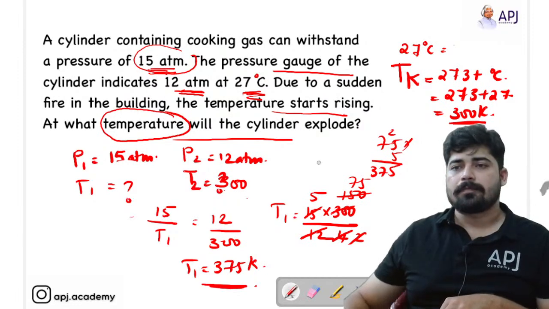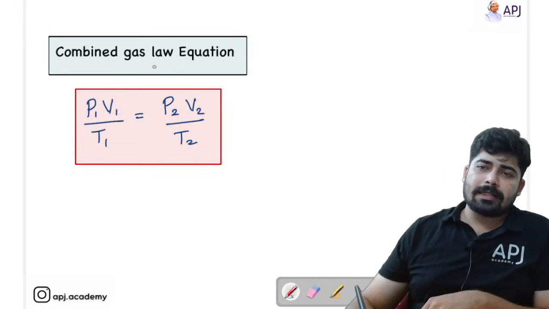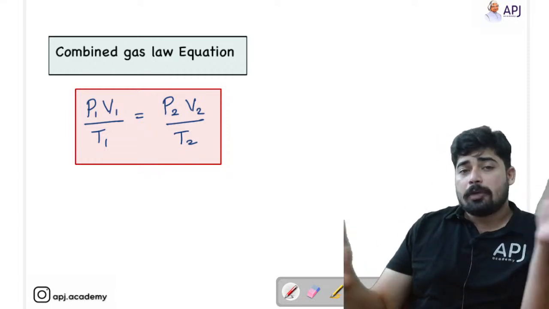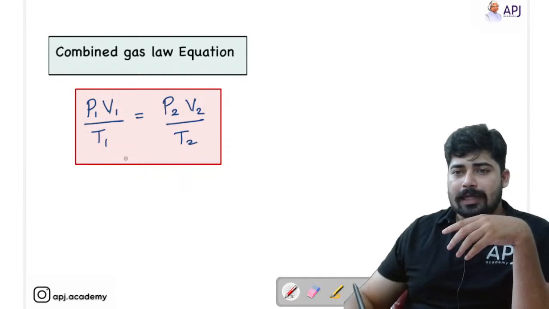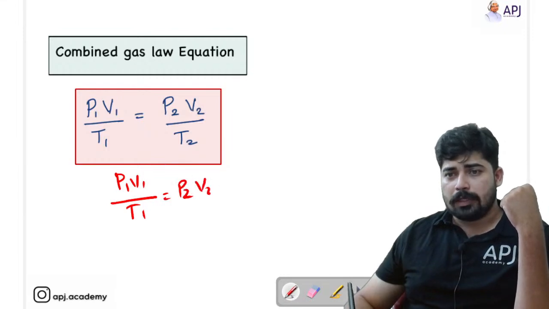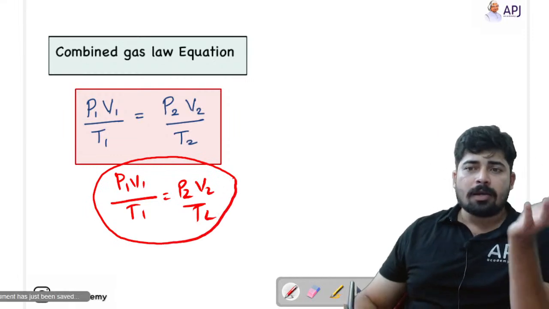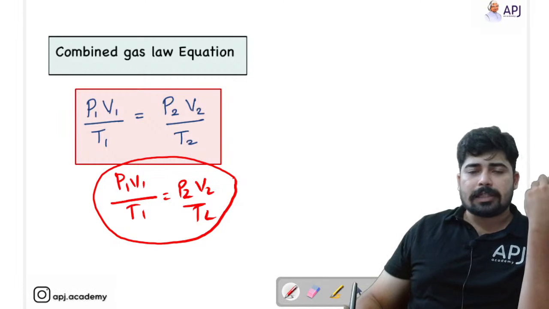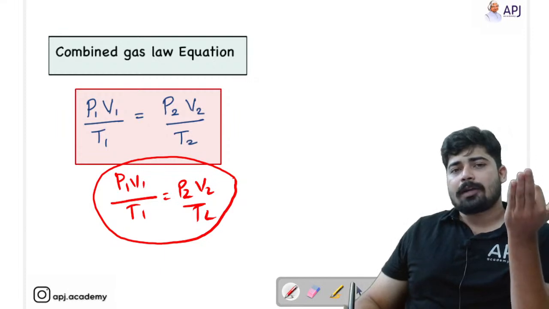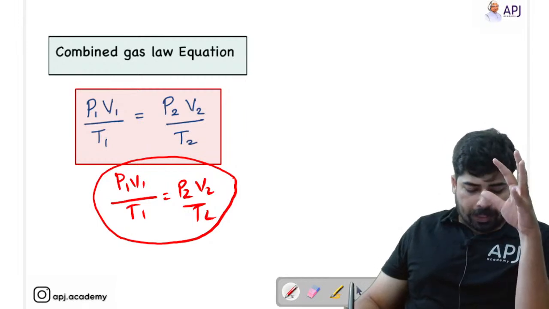Okay, right. Now let's move on to the next formula, that is the combined gas law equation. Students, we have already studied three gas laws. If you combine all the three gas laws, you will get the relation P1 V1 by T1 equal to P2 V2 by T2. So the combined gas law equation can be used in numericals where all three are variables. When pressure is varying, volume is varying, and temperature is varying, then obviously you can use P1 V1 by T1 equal to P2 V2 by T2.